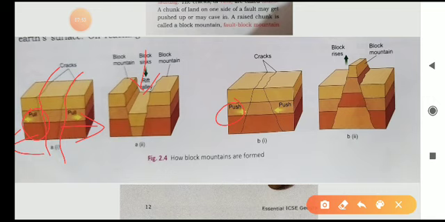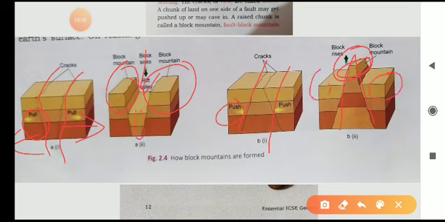In some cases the land between the cracks moves upward also. In some cases it will go downward and in some cases it will move upward. In both cases the raised parts are called block mountain. The sunken portion is called a rift valley or graben. I think all of you understood about block mountain.